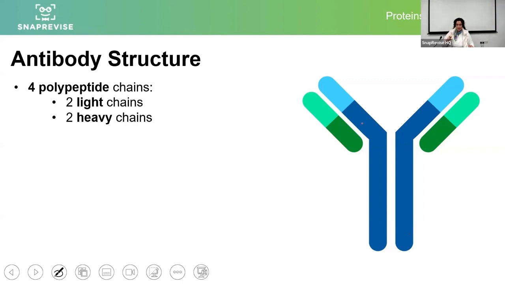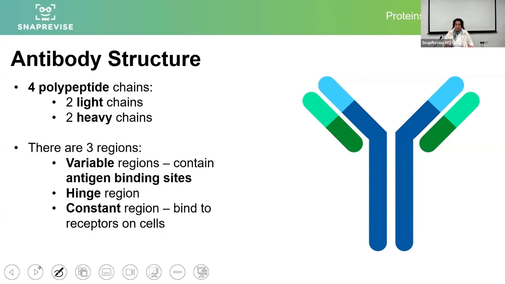They're called light and heavy because if you centrifuge them, the longer chains will sink further down to the bottom of the tube. So the terms light and heavy only refer to their size and nothing to do with their function. We've got 3 general regions that we have to know about in the antibody.